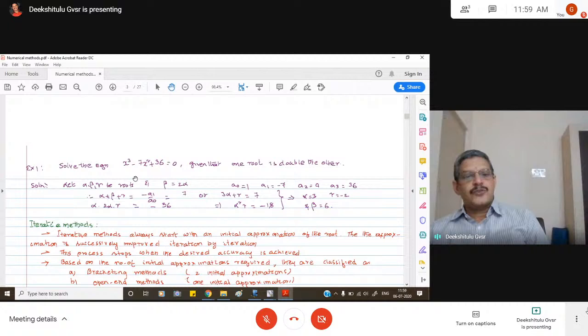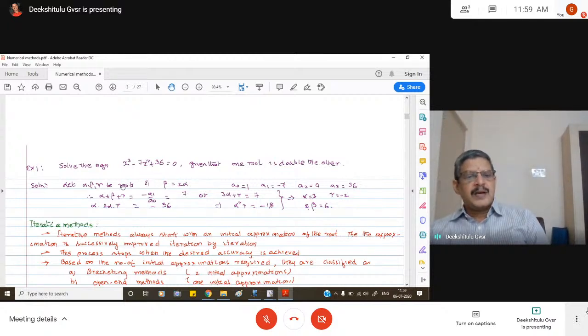Then solve the equation x cube minus 7x square plus 36 is equal to 0, given that one root is double the other. One root is double the other. People started doing the problem: first find one root, then go for synthetic division, and it takes a long time.